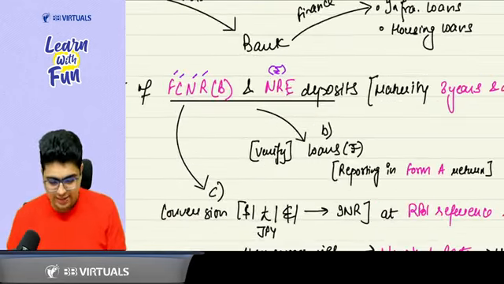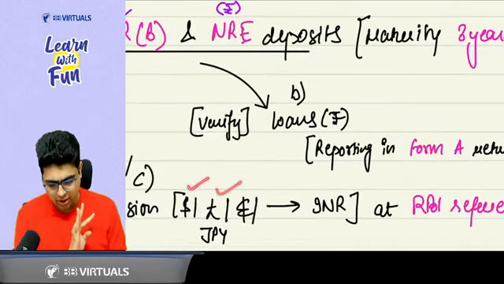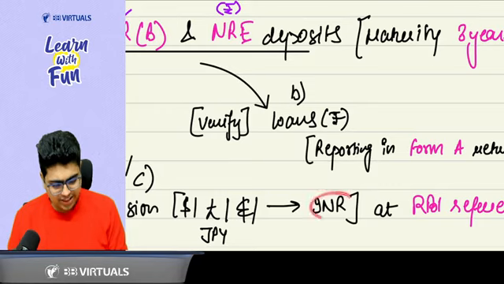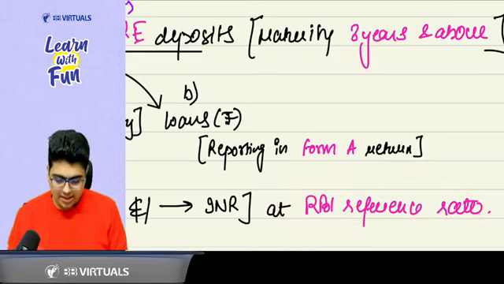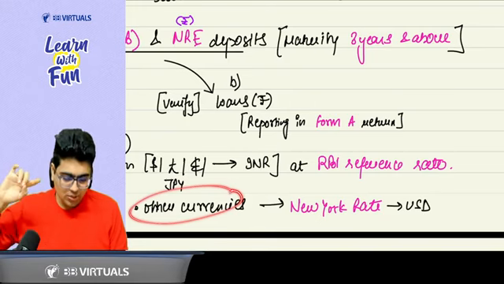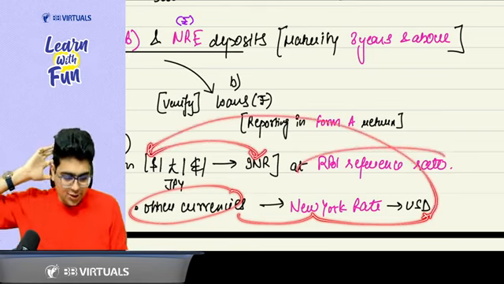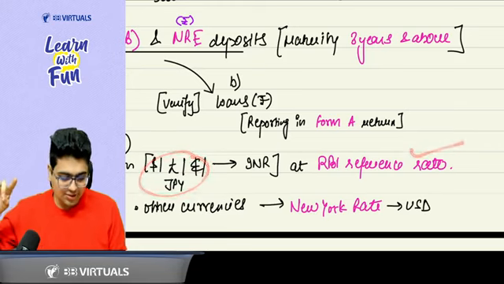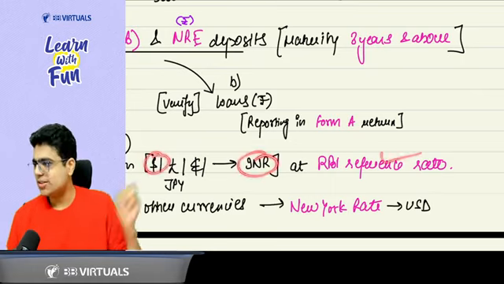Second thing is, if this FCNR account is in four currencies, what are the four currencies? Dollar, pound, euro, Japani. Say with me: dollar, pound, euro, Japani. Here, Japani means yen, Japanese yen. For converting it to INR, you will use the RBI reference rate. Which rate will you use? The RBI reference rate. Sir, what if there is another currency? For this, you will use the New York rate to convert to USD. Once you have converted to USD, how do you convert to INR? Using the RBI reference rate. So very, very easy. For these four currencies, you will use the RBI reference rate. For other currencies, first you will use the New York rate to get to USD, and then for USD to INR you again use the RBI reference rate.